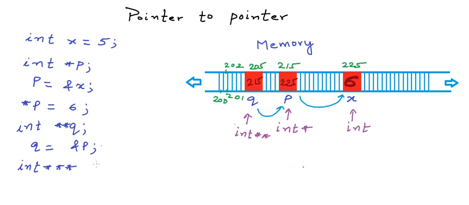Let's say we define r as int star star star. Let's say r gets this address 230 in the memory. Now r is of type int asterisk asterisk asterisk, so it can store the address of int asterisk asterisk. So it cannot store the address of x or p. Only a statement something like r is equal to ampersand q will be valid.